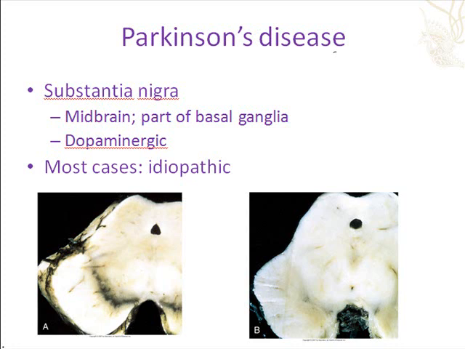central nervous system disorder. And it centers around the degradation or death of cells within a region of the brain called the substantia nigra. The substantia nigra is a part of the midbrain. It's one of the many nuclei that are part of the basal nuclei. Used to be called the basal ganglia, but now they're called the basal nuclei. And these cells in the substantia nigra are dopaminergic, meaning that they manufacture and secrete dopamine.